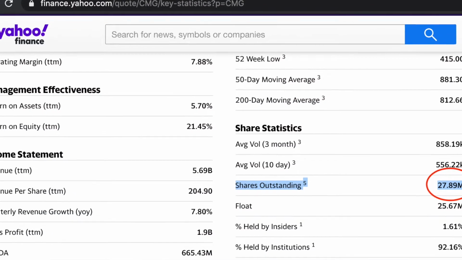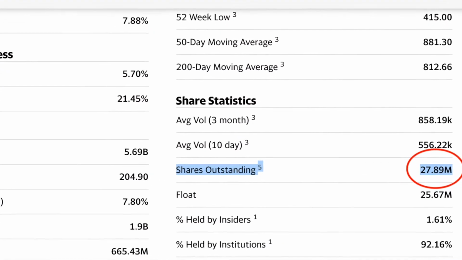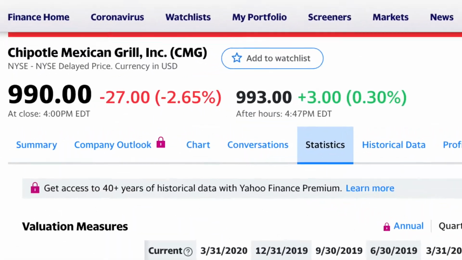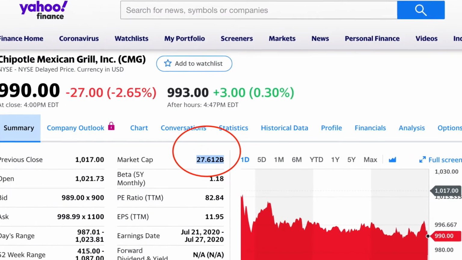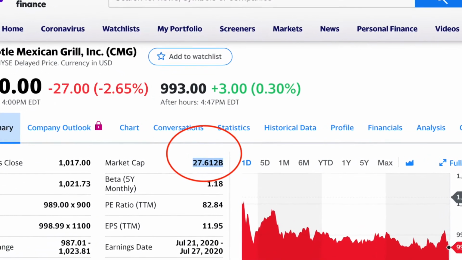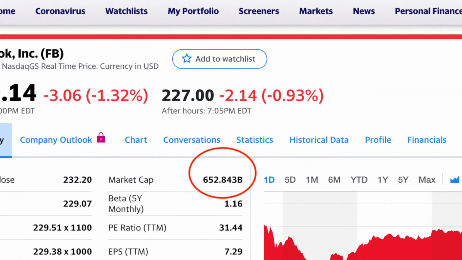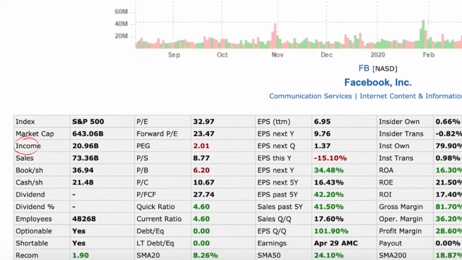From the screenshot, you can see that Chipotle Mexican Grill has 27.89 million shares outstanding at the current price of $990. When you multiply the two, you get $27.61 billion in market value. Compared to Facebook's $652 billion market valuation, you understand that it is important to compare the valuation rather than just the stock price.